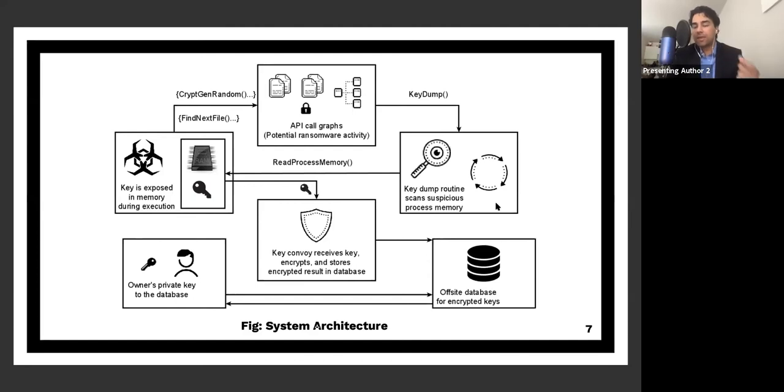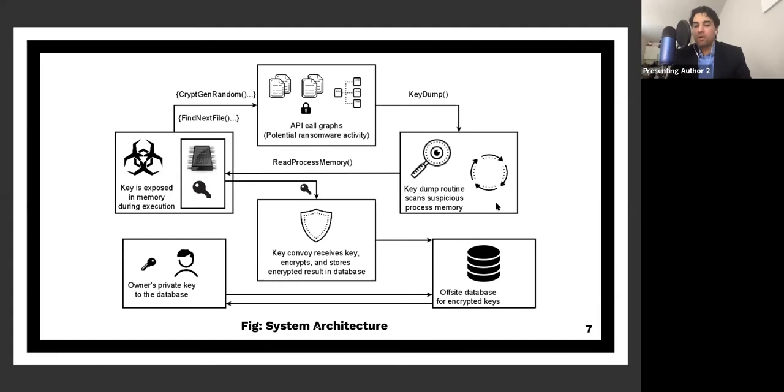We will trigger off a key dump routine, which will scan the suspicious process for the presence of keys. So we will look in the process memory space. In our particular case, as a proof of concept, we used ReadProcessMemory, which is a Win API call used to read the memory of a process. The suspicious process's memory will be read. At the previous slide, I explained how we can look for signs of the presence of keys. We will use those in order to discover potential keys in this memory space.